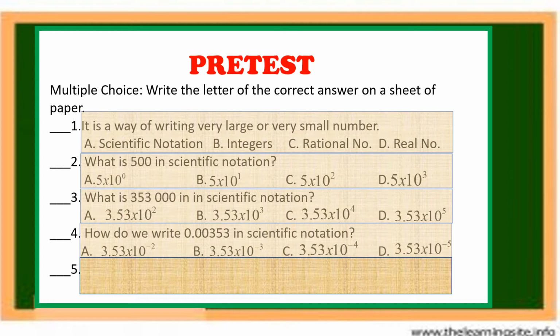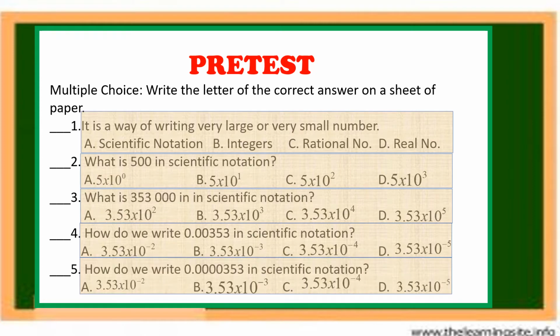Number 4, how do we write 353 hundred thousandths in scientific notation? Letter A, 3.53 times 10 raised to negative 2. Letter B, 3.53 times 10 raised to negative 3. Letter C, 3.53 times 10 raised to negative 4. Letter D, 3.53 times 10 raised to negative 5.